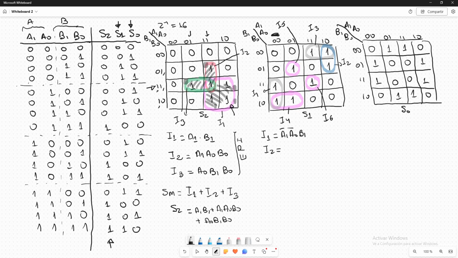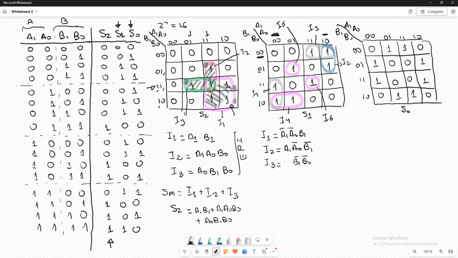Implicand 2 is going to be the value of this column, that is A1, A0, and A0 is negated because it's 0. And if we look at the rows, the variable that doesn't change is B1 negated because it's a 0 in both cases. Implicand 3, we are going to have the values of this row, B1 and B0, both of them negated because their value is 0.